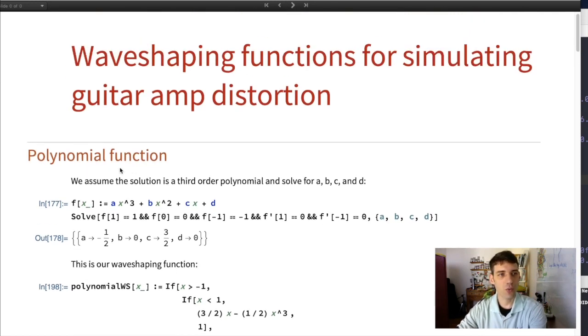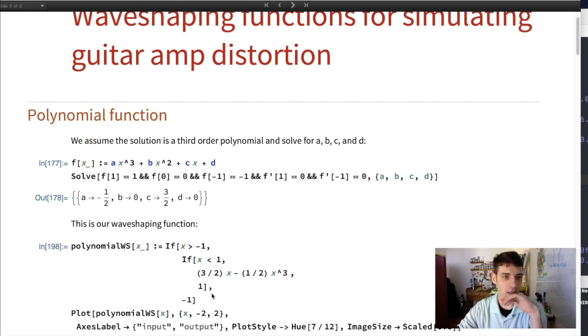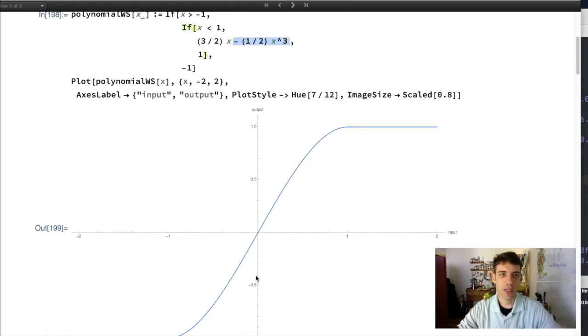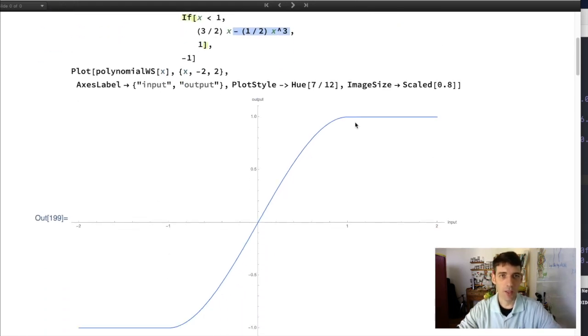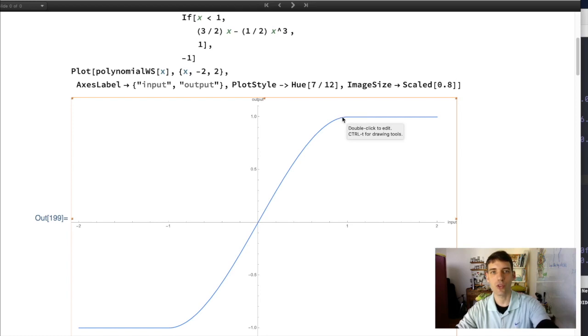So the first wave shaping function I want to talk about is a polynomial wave shaping function. I have it here. It's 3/2 times x minus 1/2 times x to the third power. And I've plotted that here. The polynomial wave shaping function goes from -1 up to 1. And then once you reach this limit at this corner, we switch over to just cutting the signal off hard at the top and keeping it constant at 1.